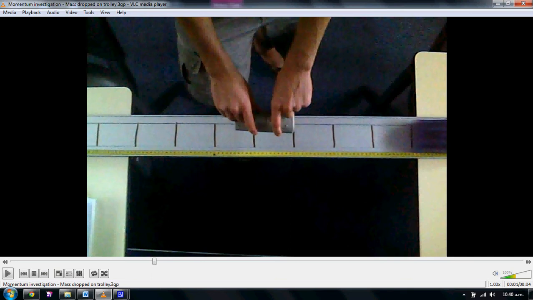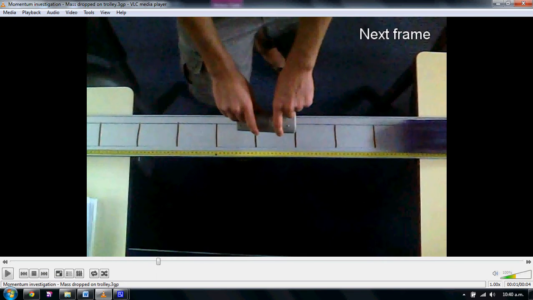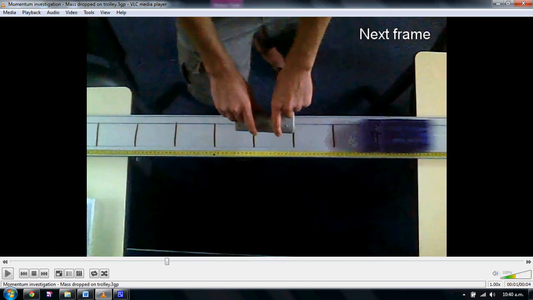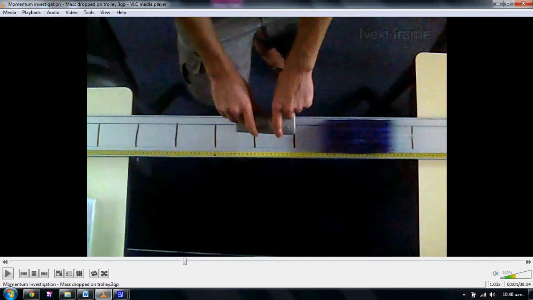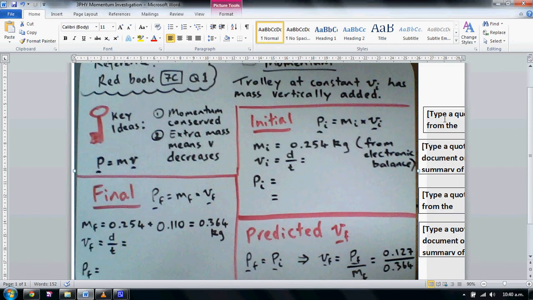So here we go. We've got 1, 2, 3, 4, 5, 6. It's about 6, maybe a little bit over 6, but we'll say 6 is close enough. If I go one more, we'll see it goes past it. So 6 frames, going back to our document here. And here's a text box I've prepared earlier for this.